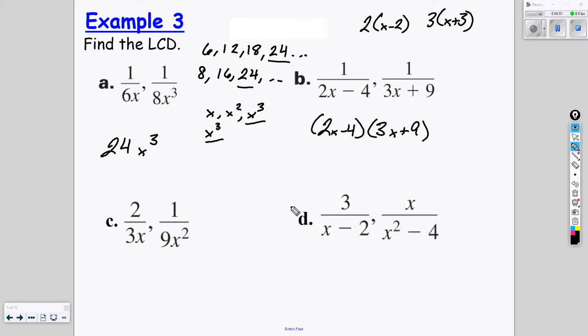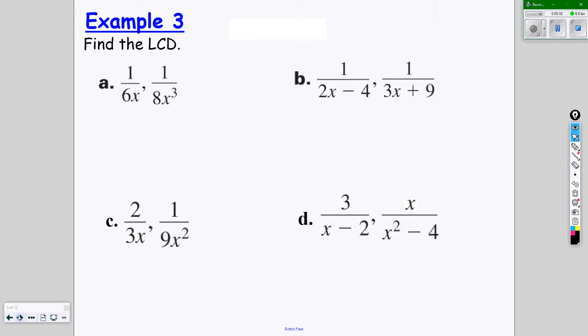In part C, we can see that 9 is a multiple of 3 and x squared is a multiple of x. So the least common denominator is just going to be one of the other denominators, 9x squared. And then in part D, we'd have to do some factoring to see this, but x squared minus 4 is that LCD, and that's because x squared minus 4 factors to be x plus 2 times x minus 2. So it already has an x minus 2 in there. We would just have to multiply this fraction by x plus 2 over x plus 2.